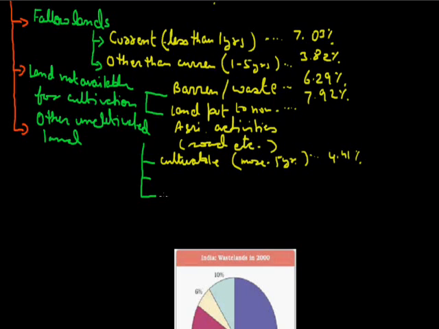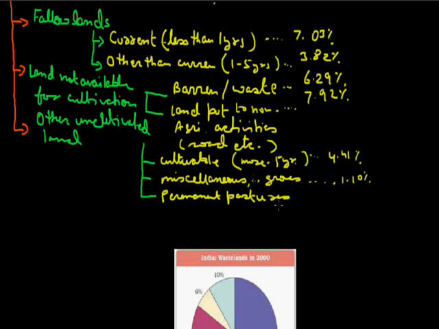The next one is the land under miscellaneous tree crops, or we can say groves, etc. This is 1.10% of the total land area, while the permanent pasture land, I hope you all know, it was in our history in last year.